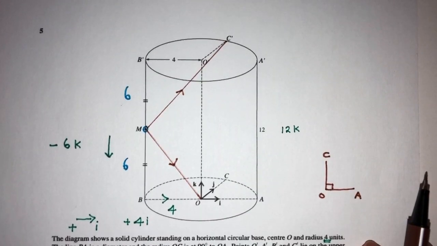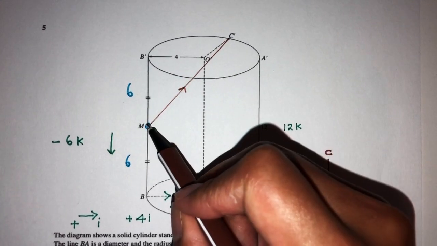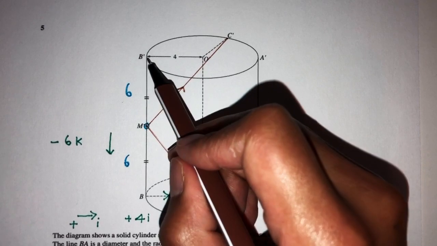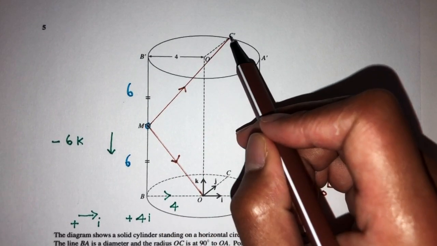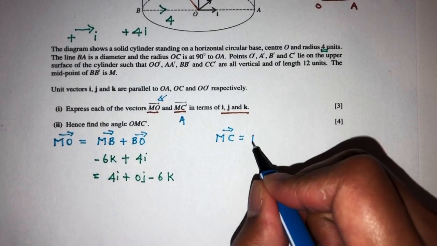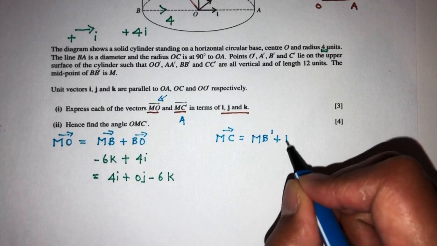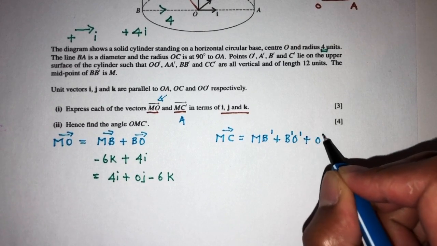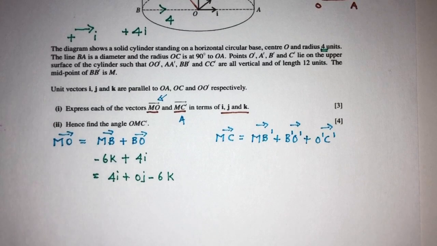As we can see, the first thing we can do is M going to B prime. That's the first move. From M go to C: first M to B prime, then B prime to O prime, and then O prime to C prime. In this case we have three moves to do. So let's find those values one by one.